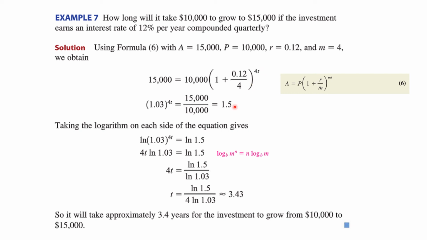We're solving for t. But after we simplify it, we have to take the logarithm of each side, and the logarithm is going to give us t down here. And now we can say that 4t is equal to this, so t is equal to the natural log of this over 4 times the natural log of this. We can plug this into our calculator and get 3.43. So it'll take approximately 3.4 years for it to grow from $10,000 to $15,000. Logarithms do matter.